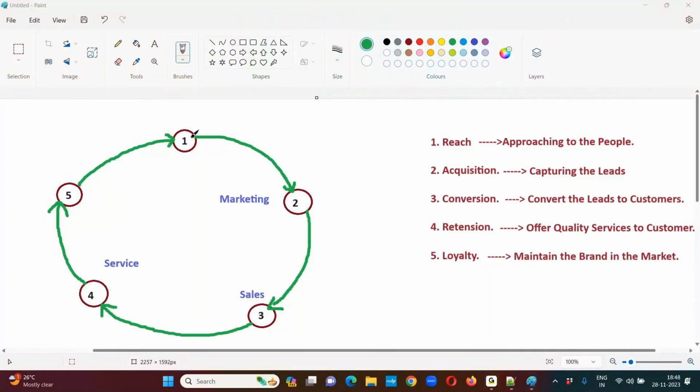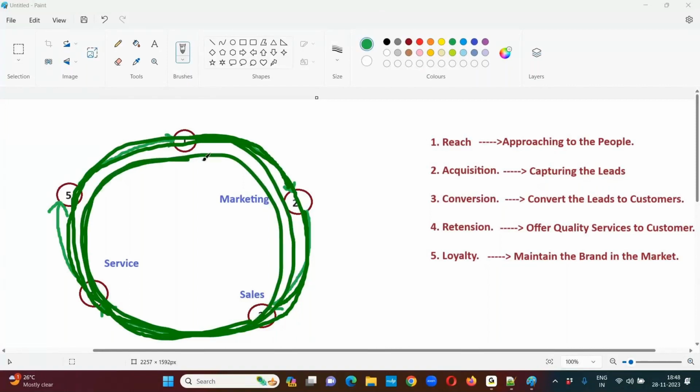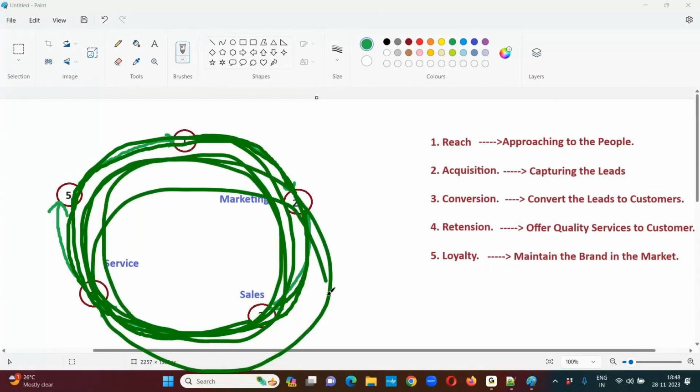Then we can capture the people, and we can convert the people as our customers. We can offer the services, we can maintain the brand. Again, we can reach the customers, capture the people, convert them as customers, offer the service, and maintain the brand. Again, we are going to be using that same process. So this is like a cyclic process as part of our business.